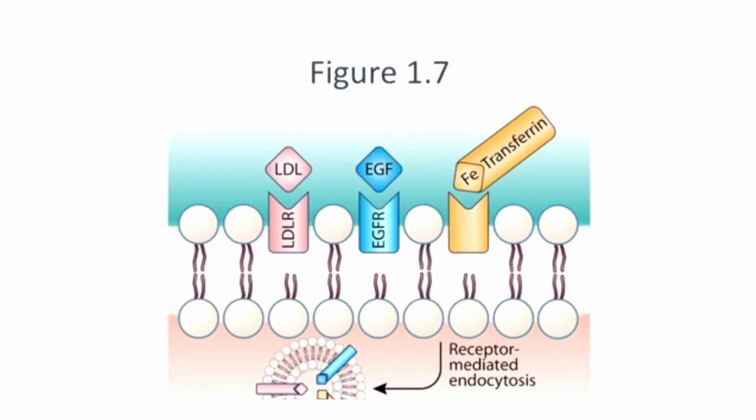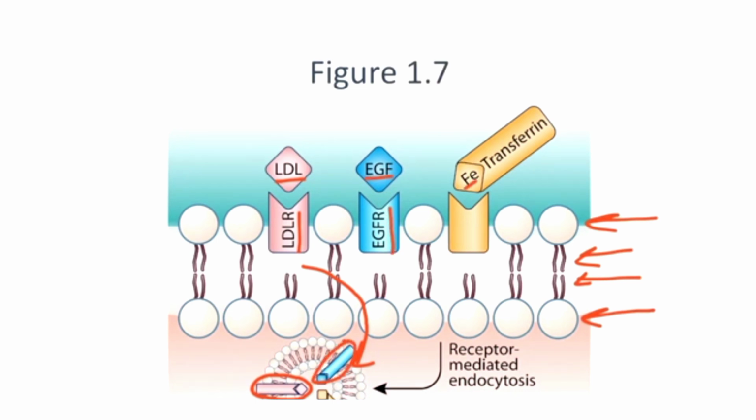So here's figure 1.7 showing receptor-mediated endocytosis. And here's the cell membrane with the lipid bilayer. So now we can see that low-density lipoprotein, or LDL, can attach to the LDLR on the cell membrane. Once bound, the cell membrane can form an invagination, ultimately leading to a protein-coated vesicle. So we've demonstrated the LDLR receptor with its ligand here. The same thing can happen with EGF and the EGFR, which we've demonstrated here. And also the iron transferrin complex can attach to the cell and be taken in, which we've demonstrated with this.